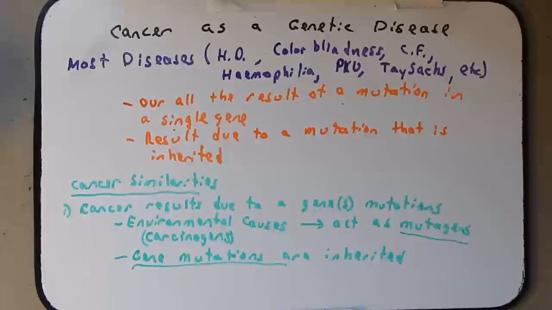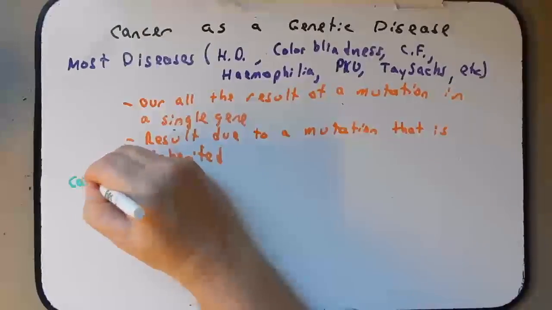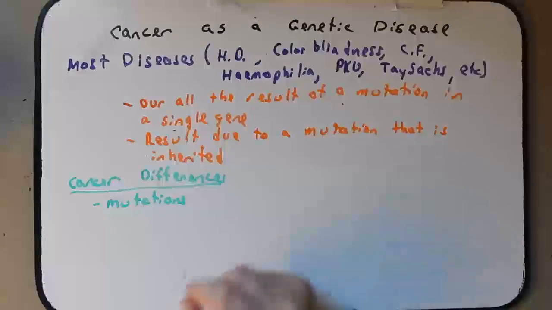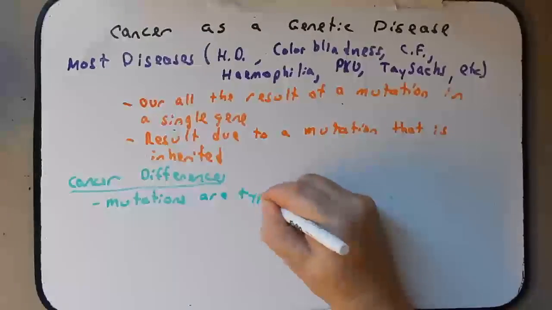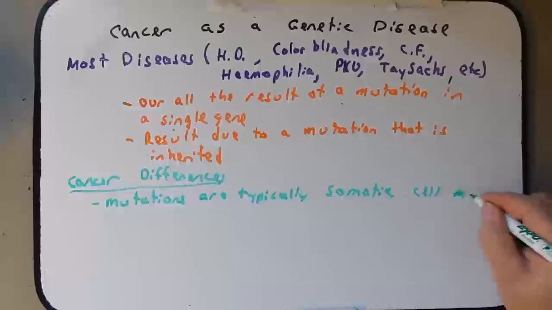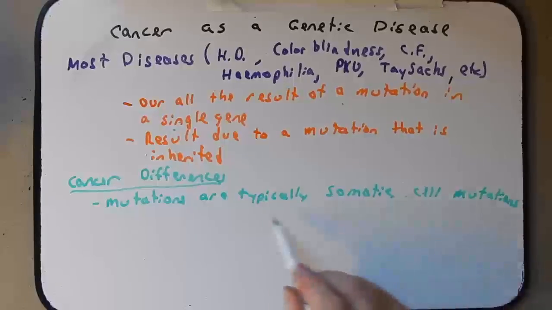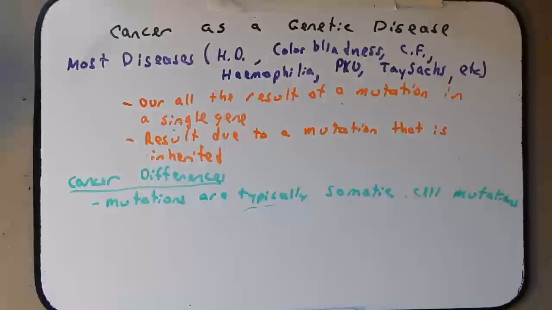Now let's talk about some of the differences that cancer has compared to these other diseases. So, cancer differences. The mutations that cause cancer are typically somatic cell mutations. As I said just a moment ago, usually we don't inherit these mutations from the germline of our parents, but rather they occur in our somatic cells.